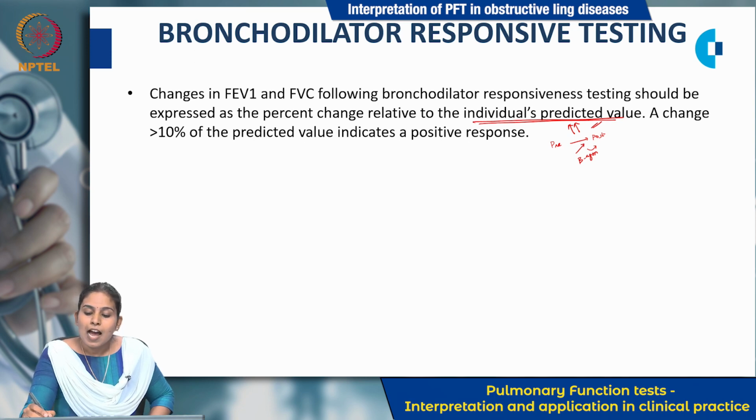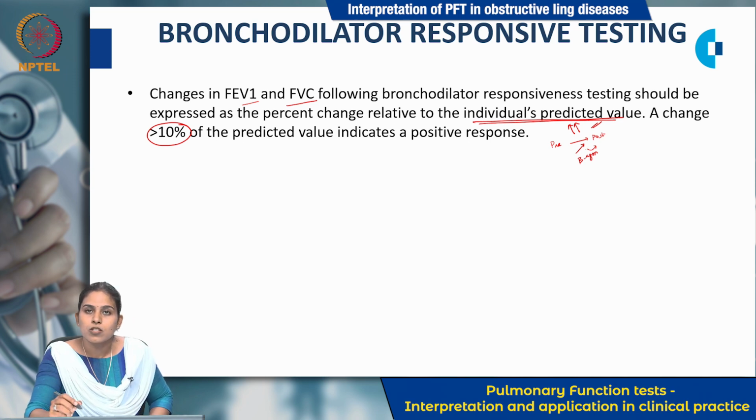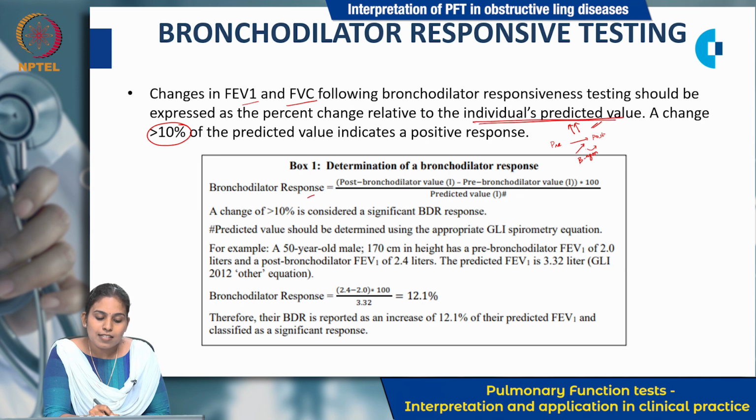After challenging with the beta agonist, if the FEV1 and FVC values increase by more than 10%, it means a positive response is present. A positive response to the bronchodilator is present in the person with obstructive airway disease. What this implies is that the person may benefit from medication. That is one of the interpretations we can derive from this. Now next we will see one example. So how we assess the bronchodilator response is that we subtract the pre value from the post bronchodilator value and divide it by the predicted value, times 100.